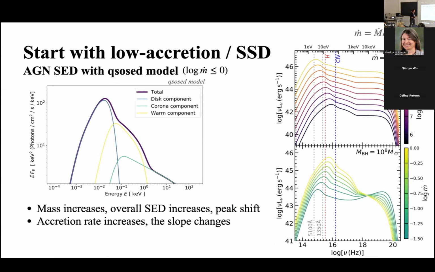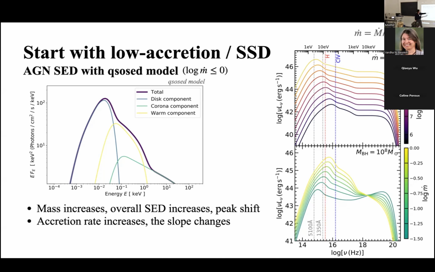We are going to start using the SED for the standard thin disk model. Here I'm using the AGNSED model that Richard Goodrich mentioned earlier. It includes three parts: the disk component, which is a multi-temperature black body, a warm Comptonized component added for the soft X-ray excess, and a non-thermal power law component from the hot corona. Those are the three main parts of this model.